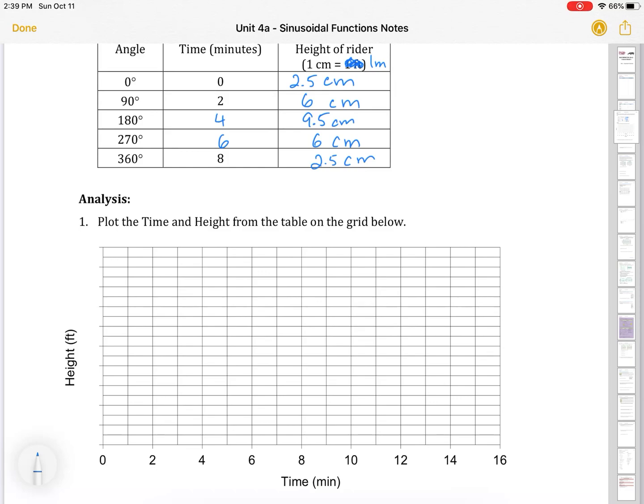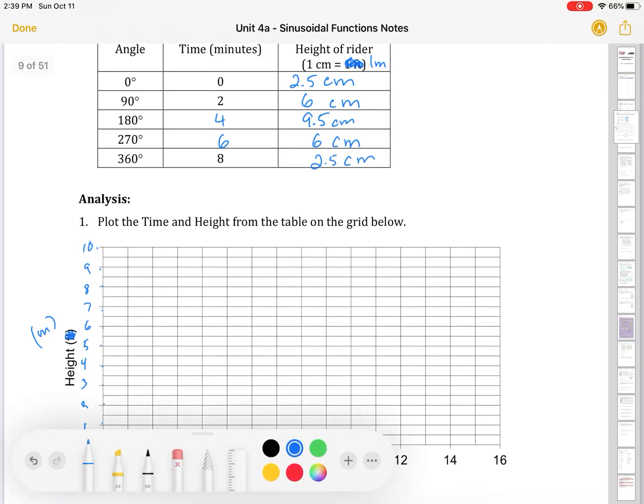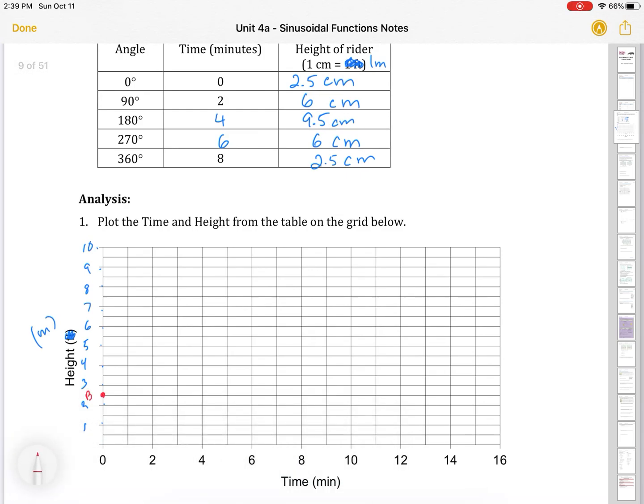So let's make, let's see, I have 1, 2, 3, 4, 5, 6, 7, 8, 9, 10. So if we go up by 1, remember we changed this to meters, not feet. Time in minutes. So we're just going to track time versus our height. So at 0, we are at 2.5. And this is at the bottom, right? We haven't moved at all, so we're at the bottom.